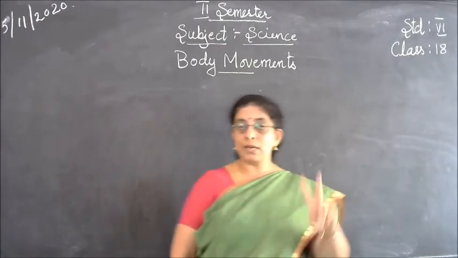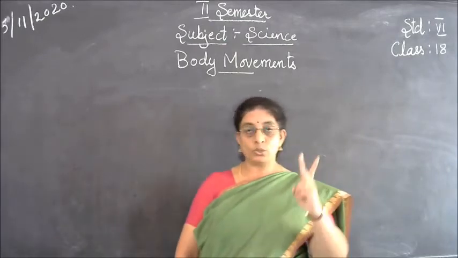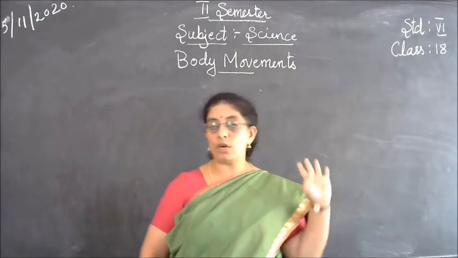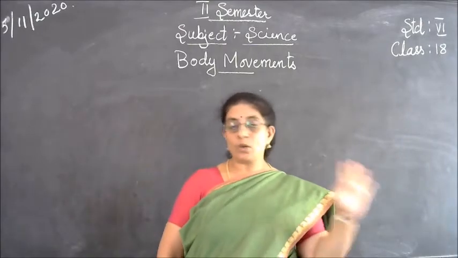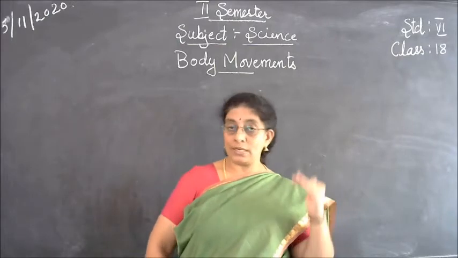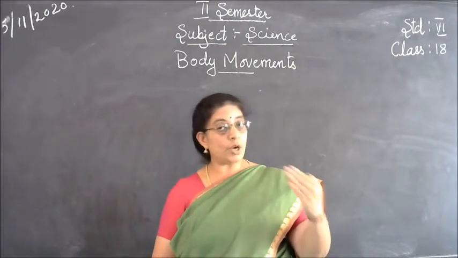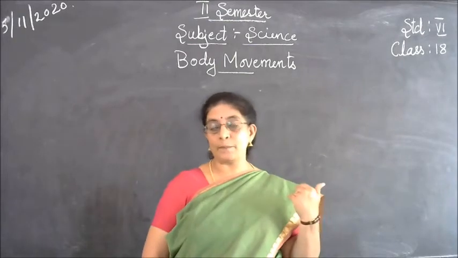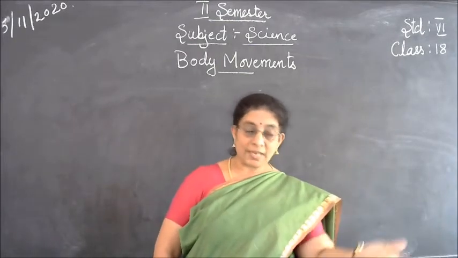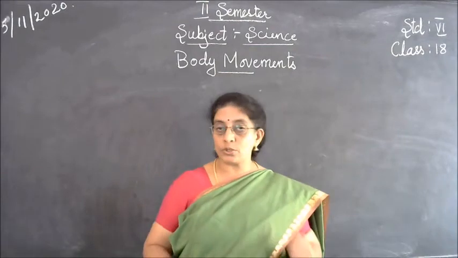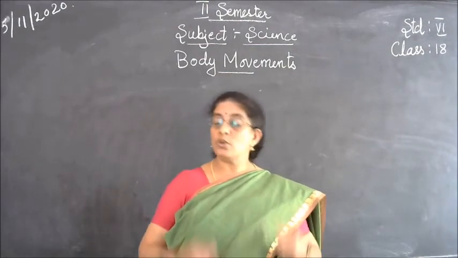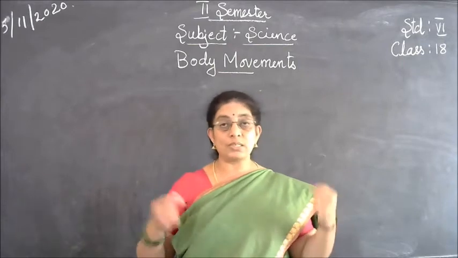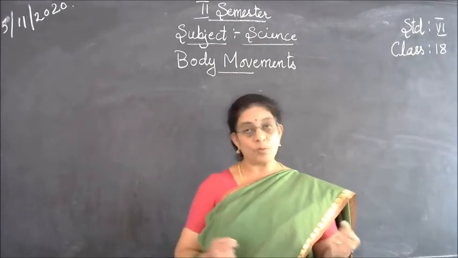So remember, in movements you have two types. One is voluntary movement and one is involuntary movement. When I say voluntary movement, if you want to run, you can run. You want to jump, you can jump. You want to skip, you can skip. You want to do jogging or exercises, you can. All these show your body movements.